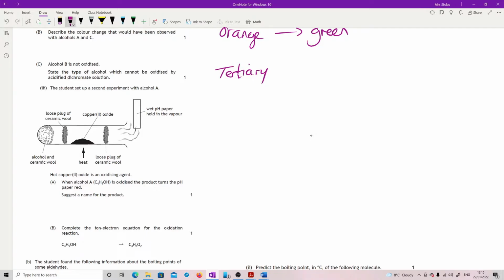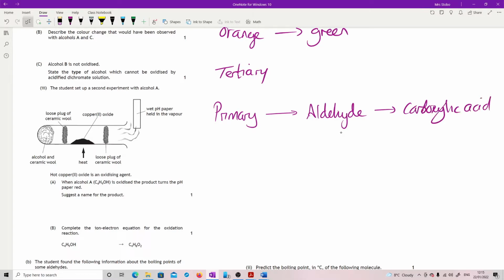Okay, right. So if it goes to an acid, what you should know is that you've got primary, because a primary can go to an aldehyde and then go to the carboxylic acid. You already know it's not a tertiary because it did change, and tertiaries don't. If it was a secondary, it would go to a ketone, which is not acidic. So we're looking at a primary alcohol, and we know that it's C4H9OH. So 1, 2, 3, 4.